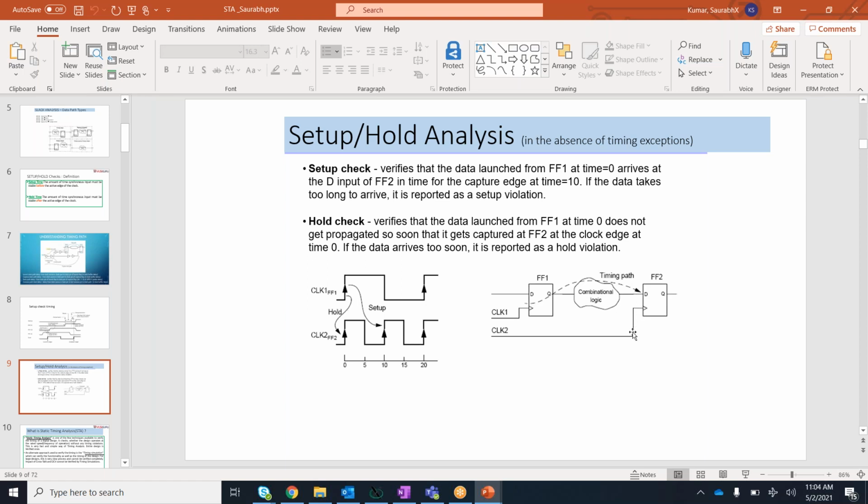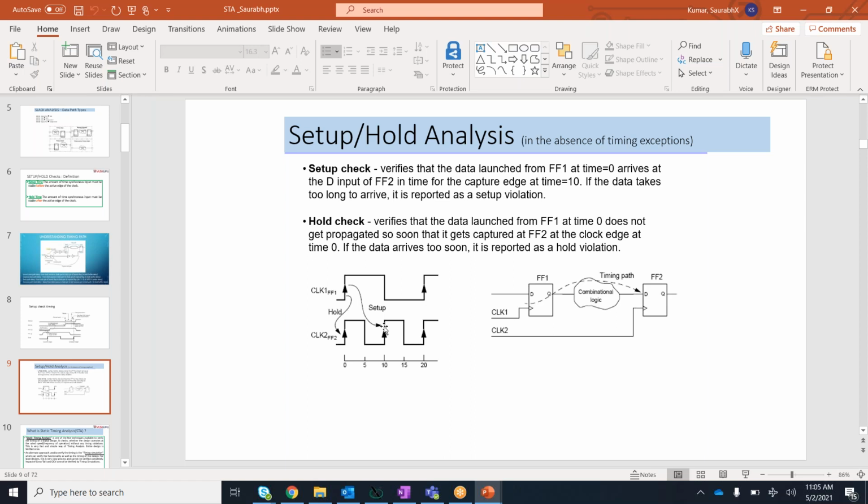The previous data should get sent by this clock. My next data should not go and overlap this data. There should be sufficient delay so that it does not hamper it. My new data should not get captured at the same clock edge, and it should not get captured too early or too late. Both are violations.